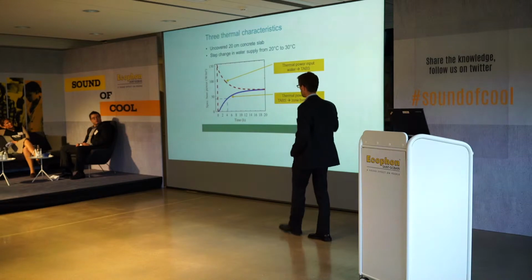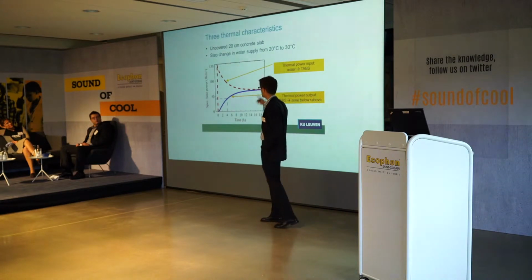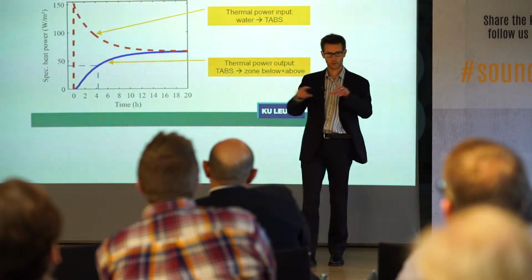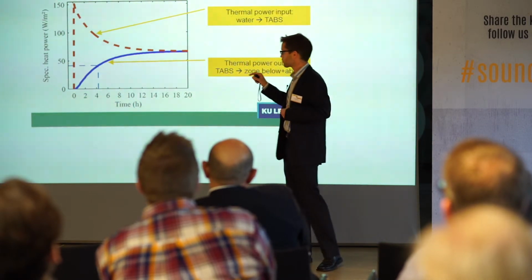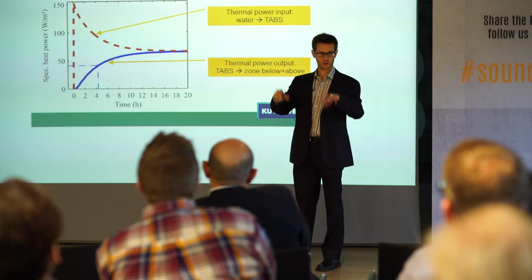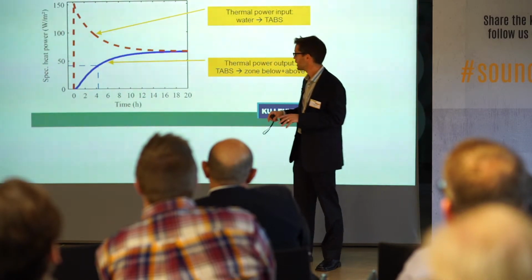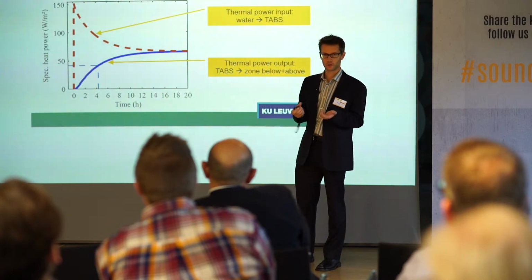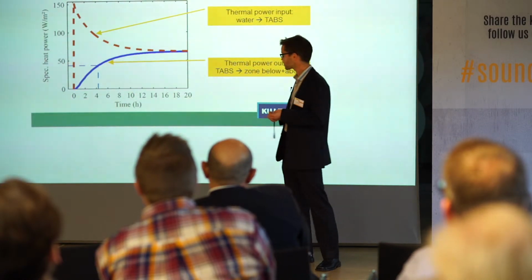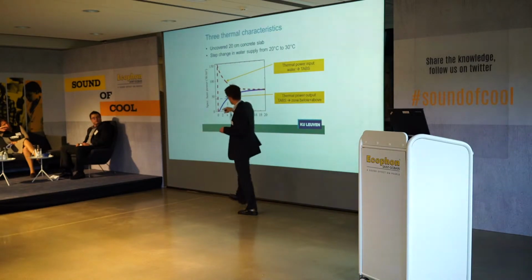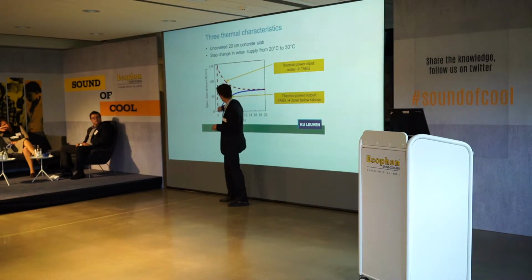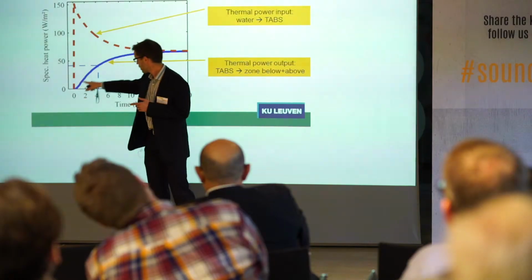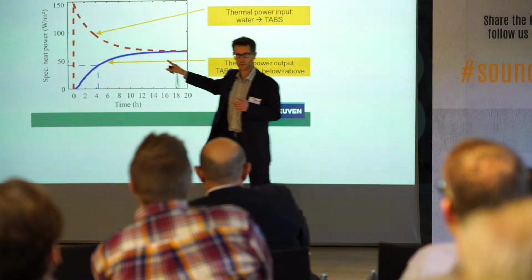This is a graph that actually shows the three characteristics very well. So what is happening here, I have a slab, a thermally activated slab. It's 20 degrees. The zone below and above is also 20 degrees. And I'm going to start heating that slab with water of 30 degrees. So I'm going to put a step into the water flow. And then you have here the thermal power, which is going from the water into the TABS, and this is the thermal power from the TABS into the zone.